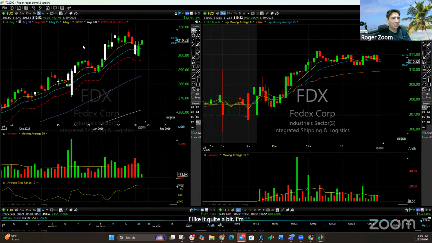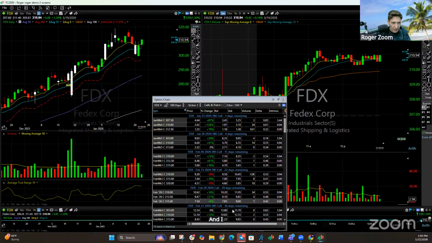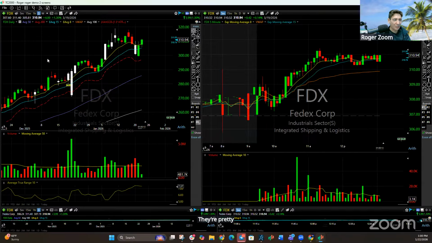I'm trying to convince Matt to take a swing trade in a program, and he's trying to tell me that the options are too wide. And I think he's right. Yeah, he's right, actually. They're pretty crappy. But what a good looking stock.